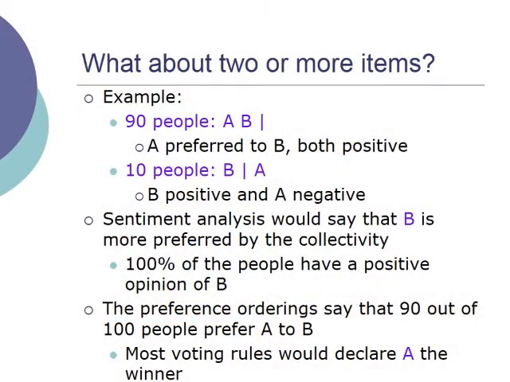But suppose you have this example. We have 90 people voting like this. This means that 90 people say that they prefer A to B, and this bar distinguishes positive opinions from negative opinions. So 90 people prefer A to B, but they have positive opinions about both. And 10 people prefer B to A, but B is on the positive side, and A is on the negative side. So what sentiment analysis in this basic formulation would do is say that B is the most preferred by the collectivity between A and B. Why? Because B, after all, has 100% of the people having a positive opinion about it, because these guys have a positive opinion and also these other guys have a positive opinion.